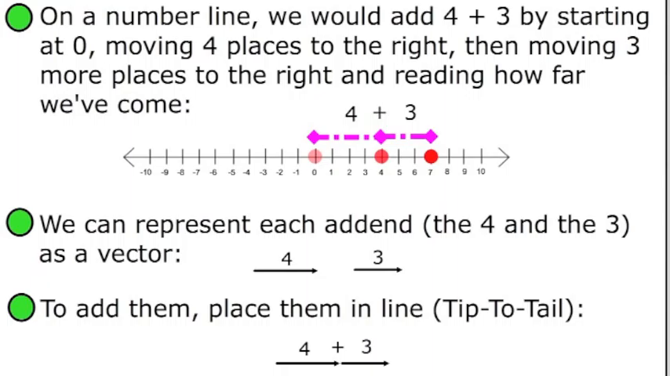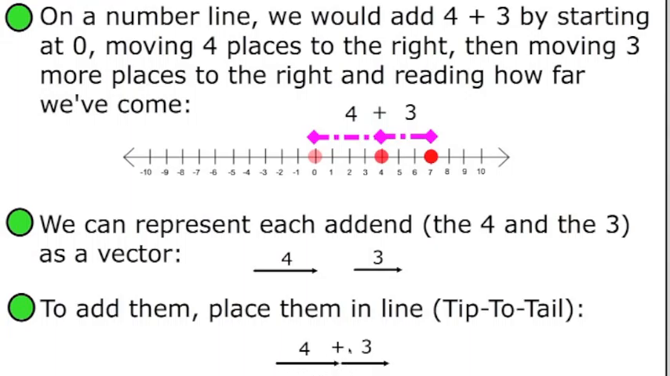In this case, you have a vector that's 4 units long, so we draw it, and we have a vector that's 3 units long, so we draw that. They're both to the right since they're positive vectors. To add them, we place them tip to tail in line. So we have the tail, tip, tail, tip.